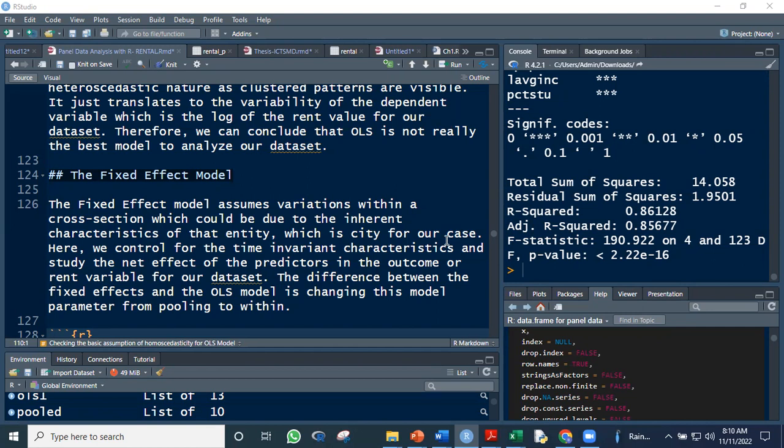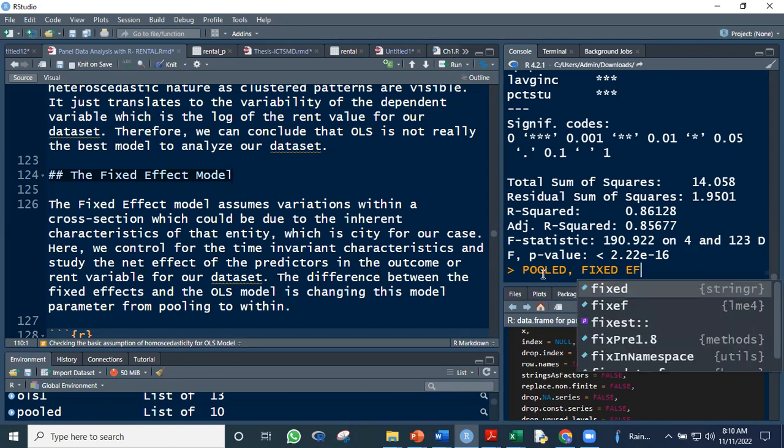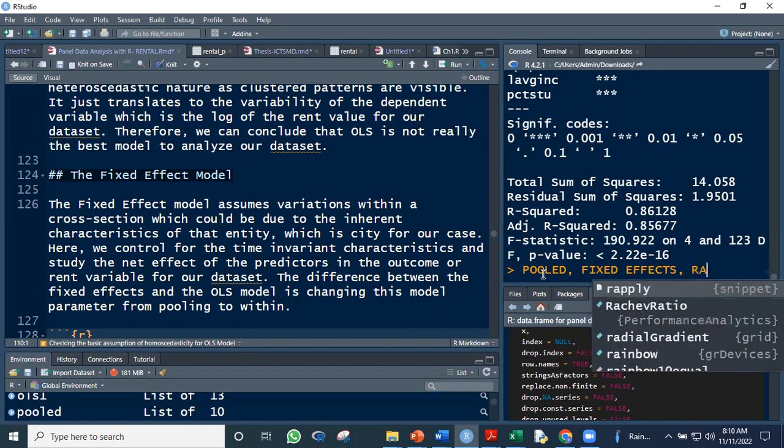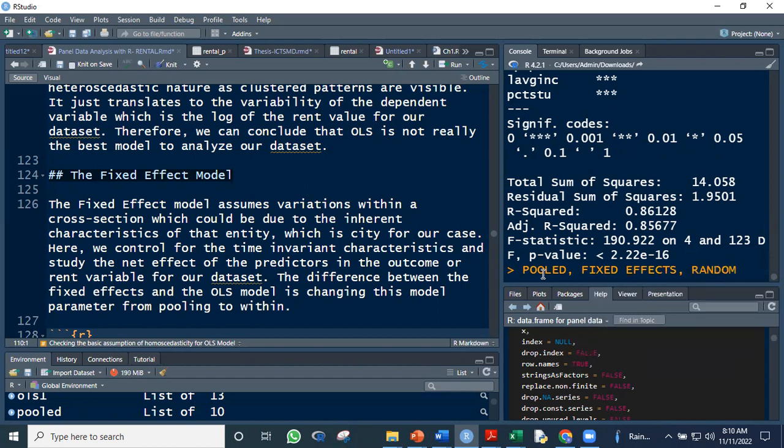So I think I mentioned last time that there are three important methods in dealing with panel data. Number one is your pooled method, which is your ordinary least squares. If it's pooled, we disregard the panel data component. Then we have fixed effects, and lastly, random effects. We will not be able to discuss everything.